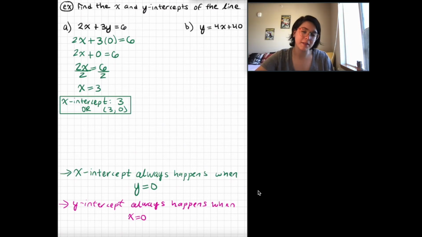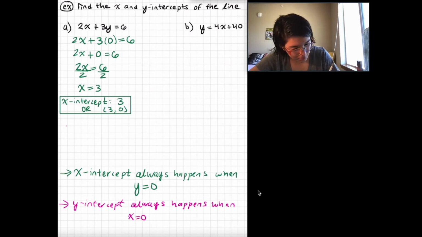So we can go about the same kind of thing, but instead of plugging in 0 for y, we can plug in 0 for x. So 2, and then for x, we'll plug in 0, plus 3. We're going to figure out what that y-intercept is equal to 6. 2 times 0, again, that's just 0, so we can just write 3y is equal to 6.